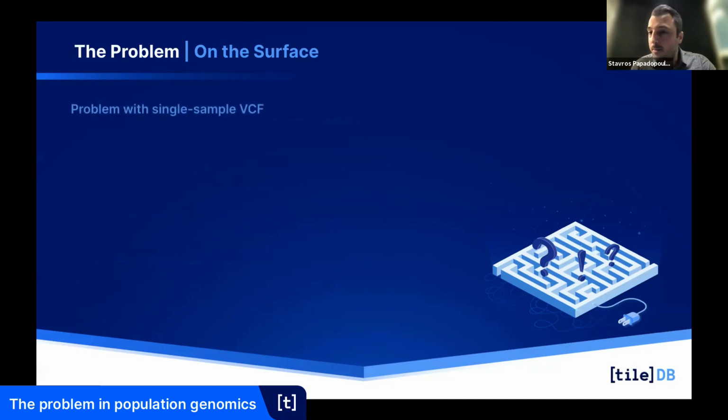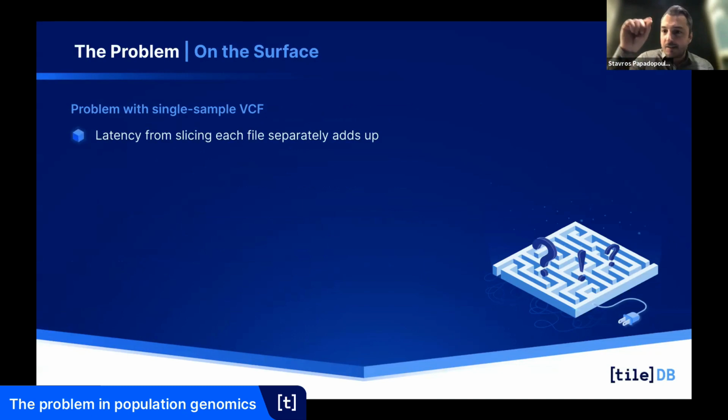So what is the problem with the single sample VCF approach? So the latency from accessing every single file may be minimal in your eyes, maybe 1 millisecond. It's never 1 millisecond. You may be storing these files on S3, right? And the latency there is larger. But in any case, even if it is 1 millisecond, if you have 1 million files, this latency adds up and it is killing your performance. It makes it non-practical at all.